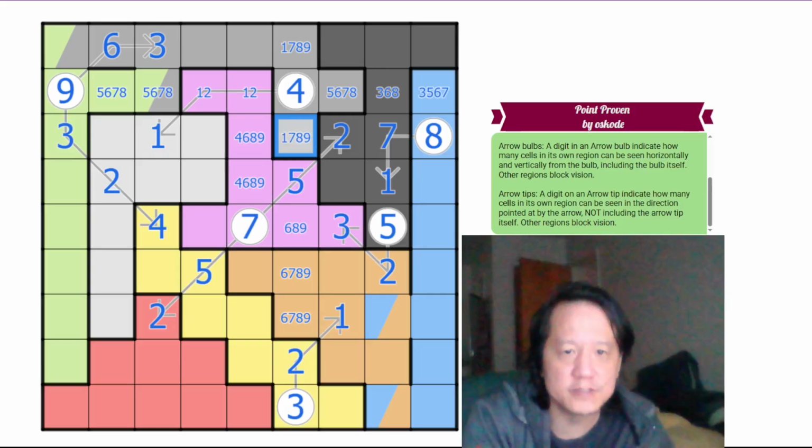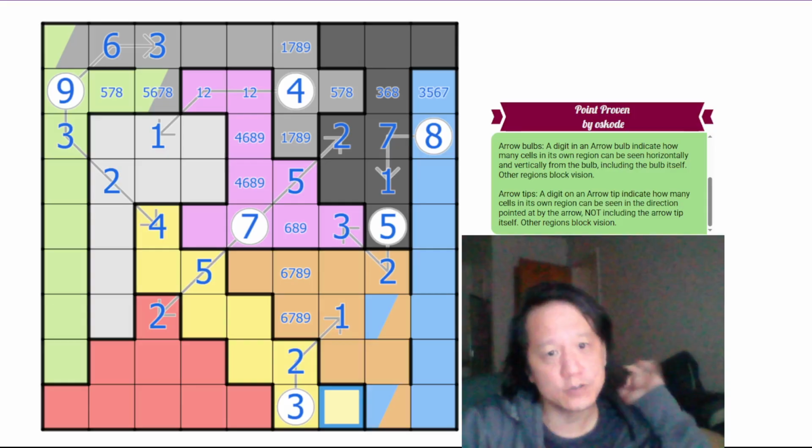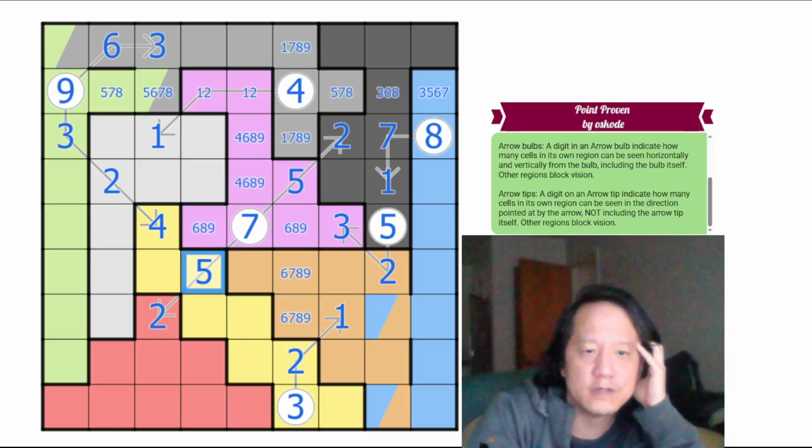This can't be 6 in the medium gray region because we have a 6 in the region. This can't be 6 because of 6 in the column. And we just have to do now irregular Sudoku. So this cannot be 4. It's 6, 8, or 9.